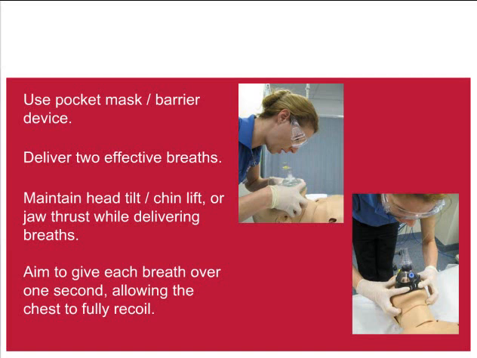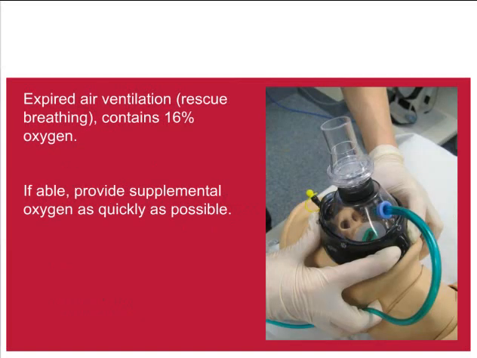Failure to maintain the head tilt, chin lift, or the jaw thrust is the most common cause of obstruction during resuscitation. You should aim to give each breath over 1 second, allowing the chest to fully recoil before the next breath is given. Rescue breathing has an oxygen concentration of around 16%, compared to the atmosphere's 21%. If able, provide supplemental oxygen as quickly as possible at high flow rates.